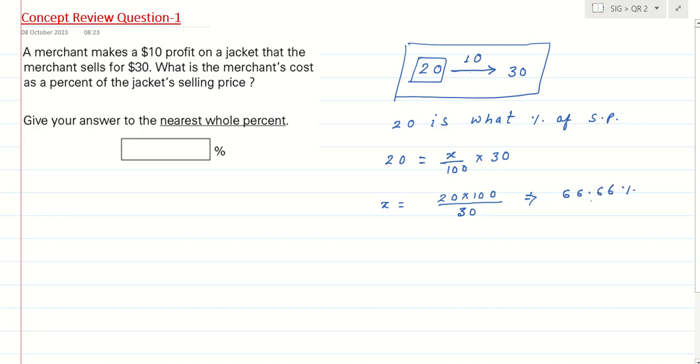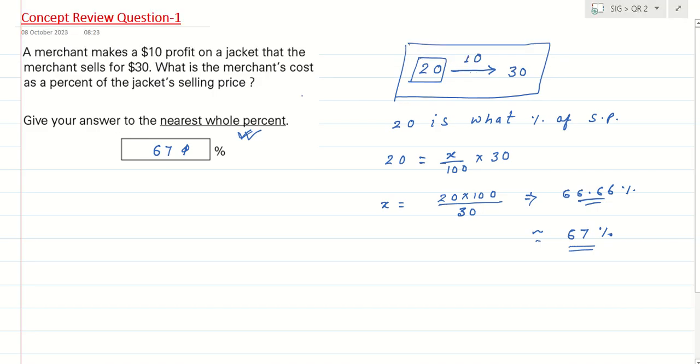66.66 percentage. But be careful in the GRE, right? In the GRE, the condition is given: nearest whole number. If you put 66.66 in this box, the system will mark it as a wrong answer, right? So for the nearest whole number, what should it be? I can say 67%. Correct. So my answer is 67%. Make sense?